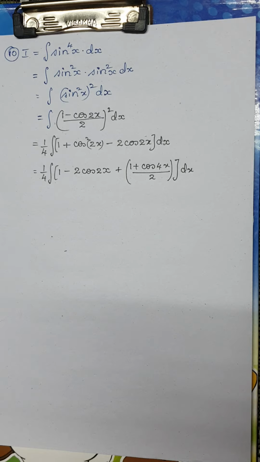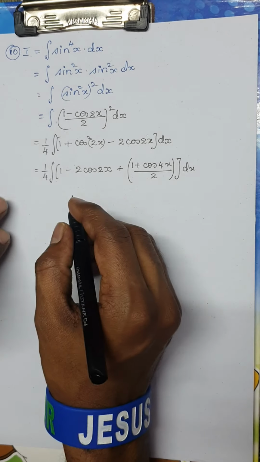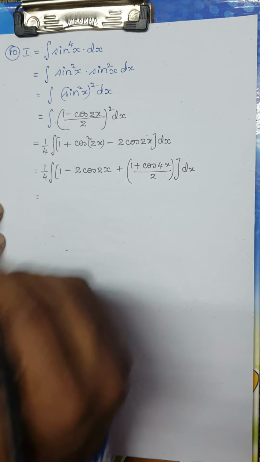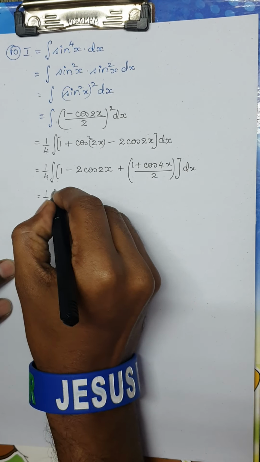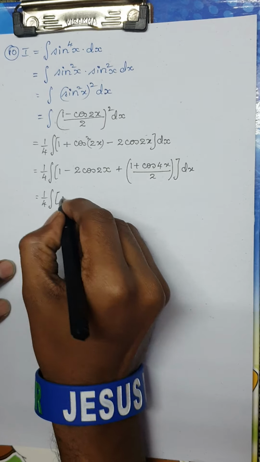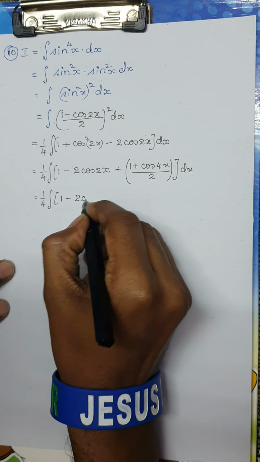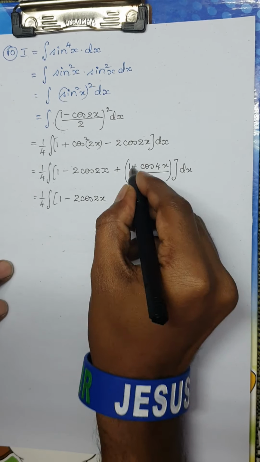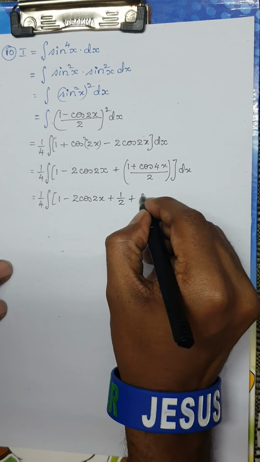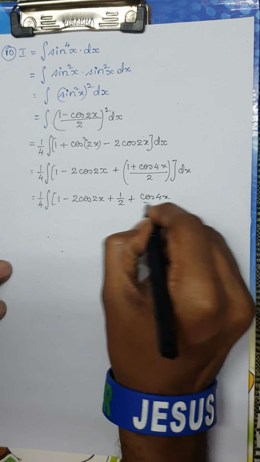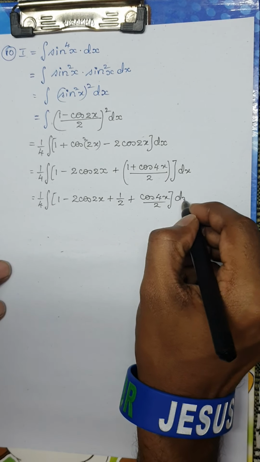Is it clear? Now see what happens. Let me split the integral. So it is 1 by 4 into the integral of 1 minus 2 cos of 2x. If you split it up, you will get 1 by 2 plus cos of 4x by 2 dx.